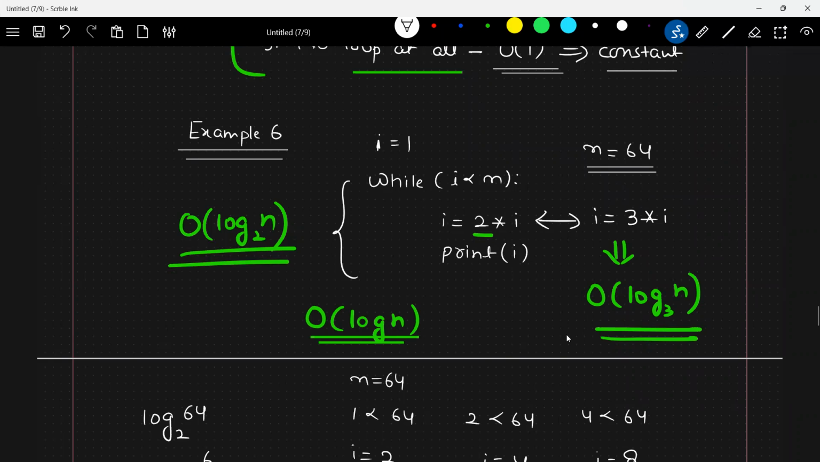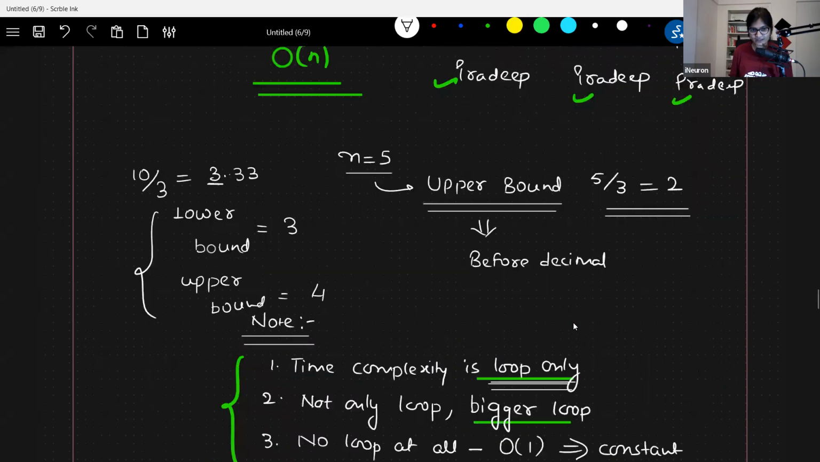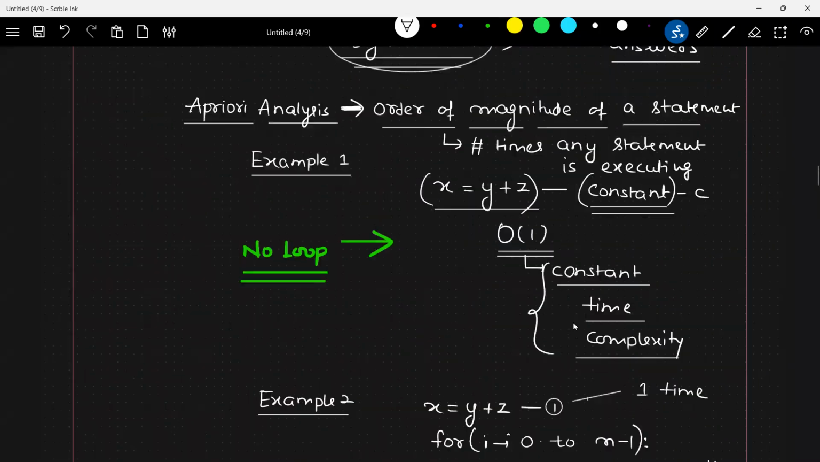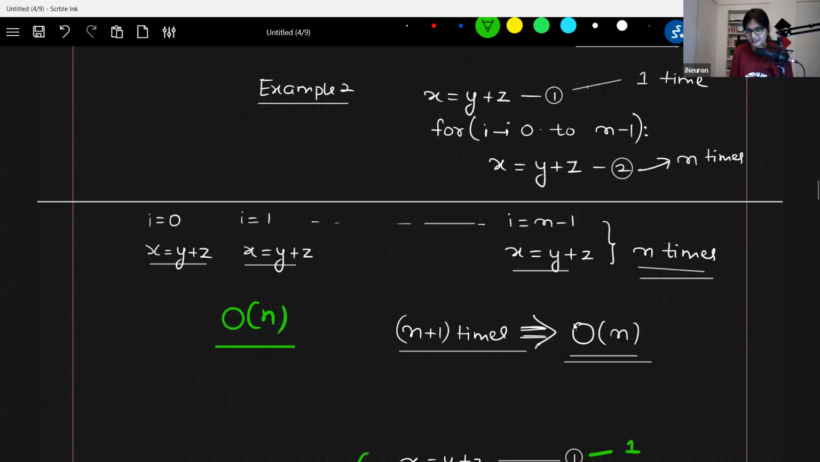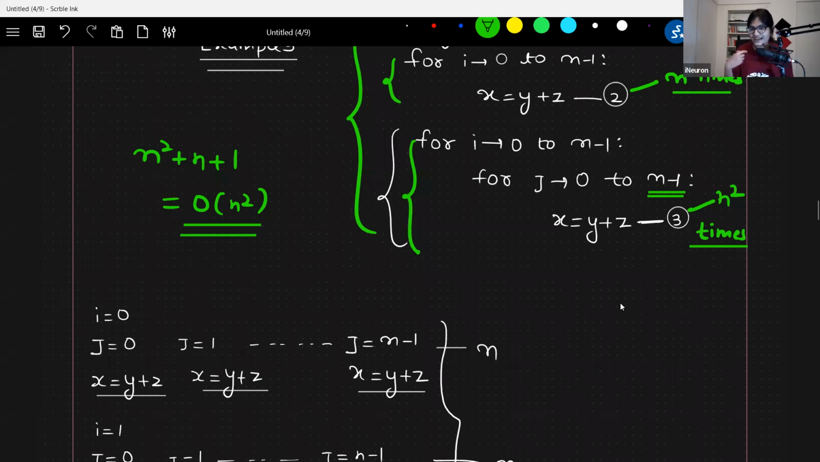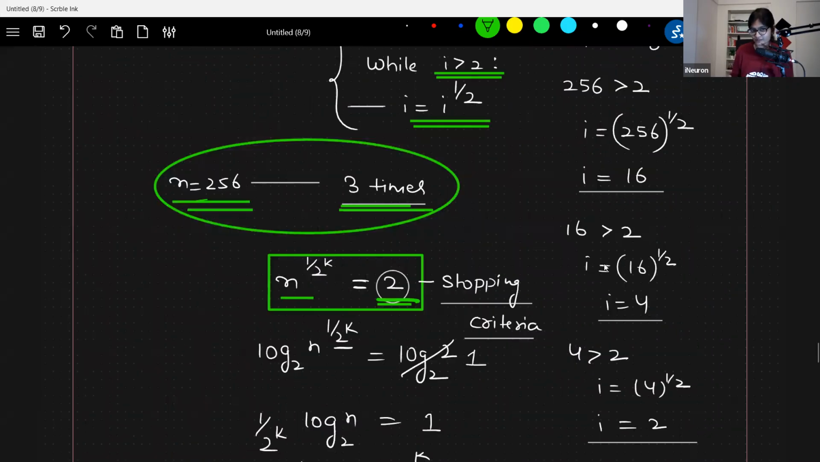What is the meaning of big O of n? When I am saying that this is executing big O of n, what does that mean? Worst case scenario. It means that this statement x equals y plus z is executing n number of times. That is the meaning of big O of n. When I say order of n square, it means that at max n square times the statement is executing. In every example, we are just trying to see how many times the statement is executing. In the below examples, we are seeing that it is executing log of n times.